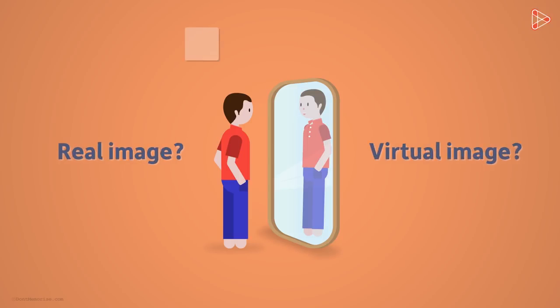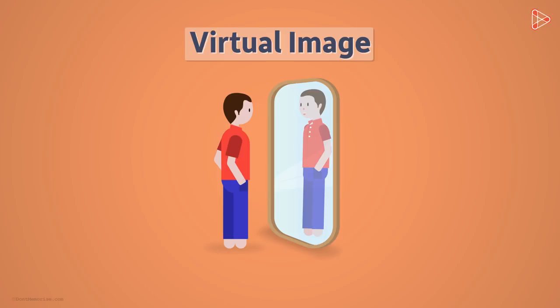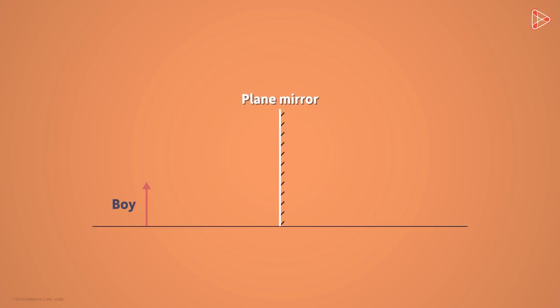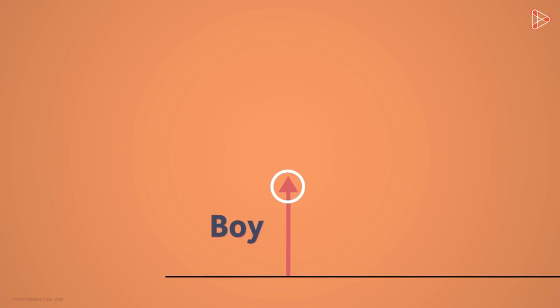This image is a virtual image. In order to explain what a virtual image is, let's first simplify this image. Let's represent this boy with an arrow pointing up. And here is our plane mirror. You can assume the top of the arrow to be the top of the head of a boy.